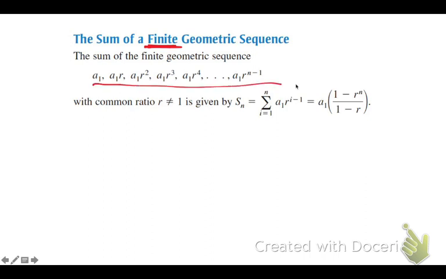Okay. R cannot be 1. If R is 1, it's not geometric. Multiplying by 1 is not geometric, just like it is an exponential. Okay? So here's the formula.